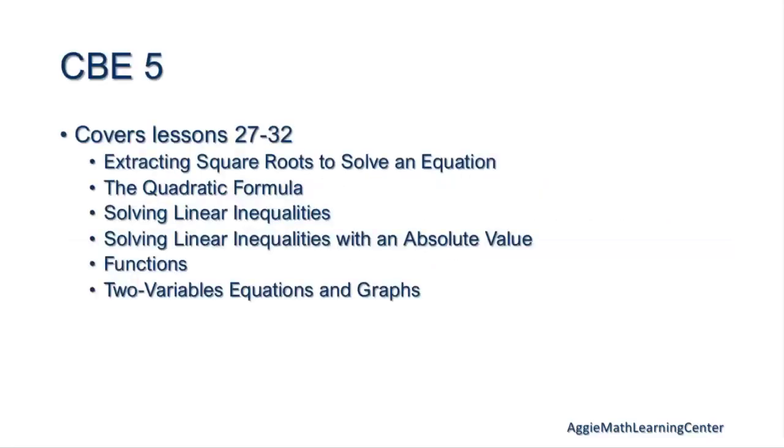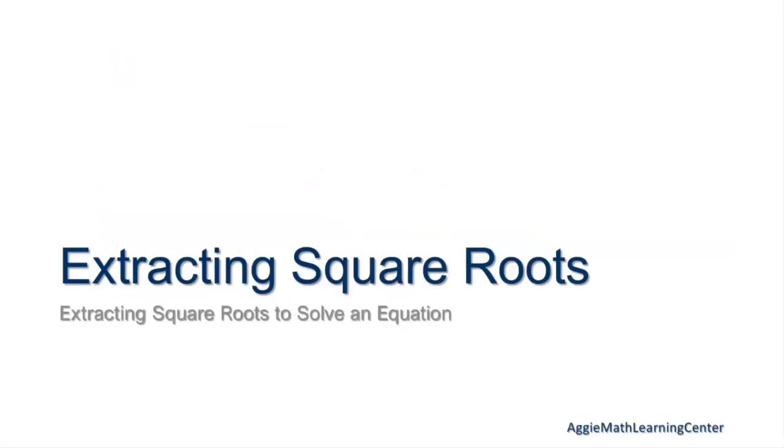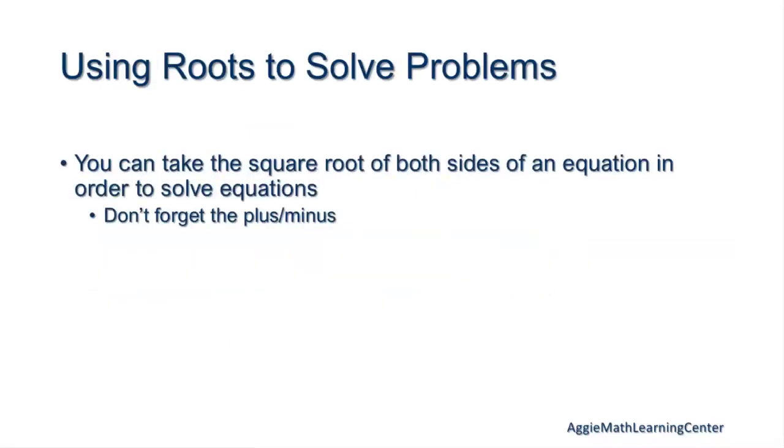Okay, so CB5 goes over these things. We'll go over each one of them individually, starting with extracting square roots. So, using roots to solve problems, you can take the square root of both sides of the equation in order to solve equations. Don't forget the plus minus.